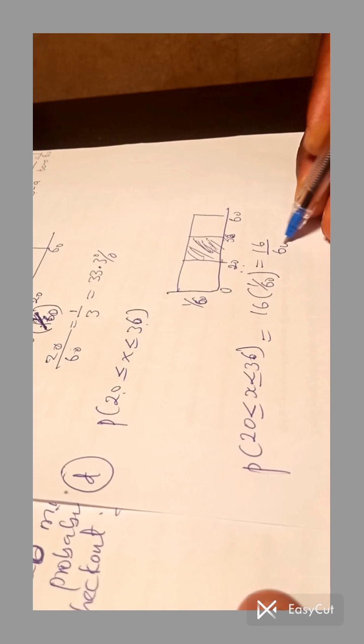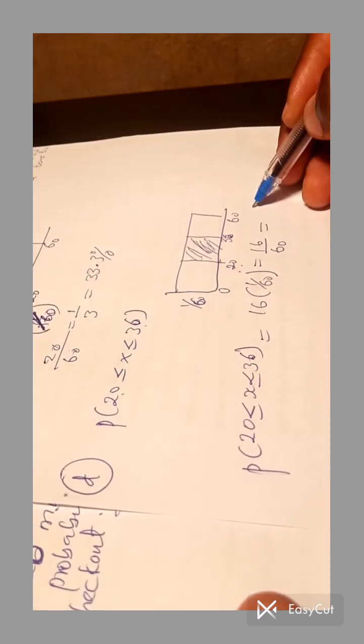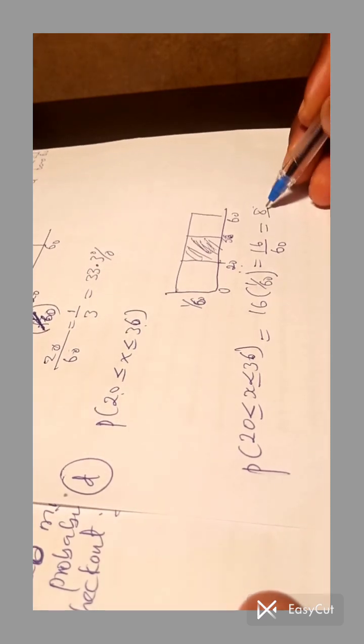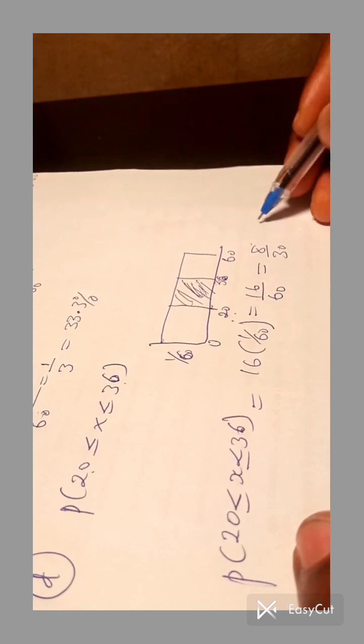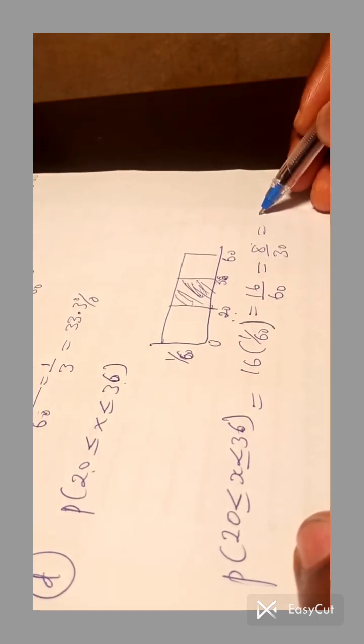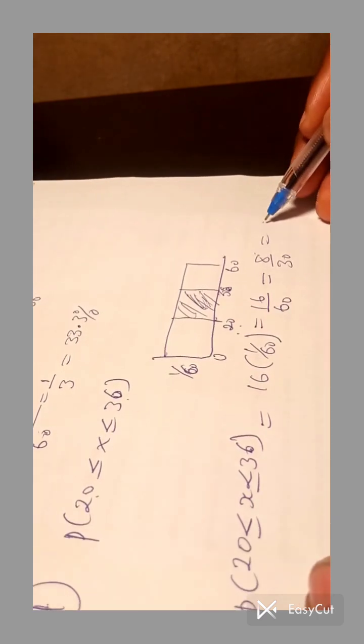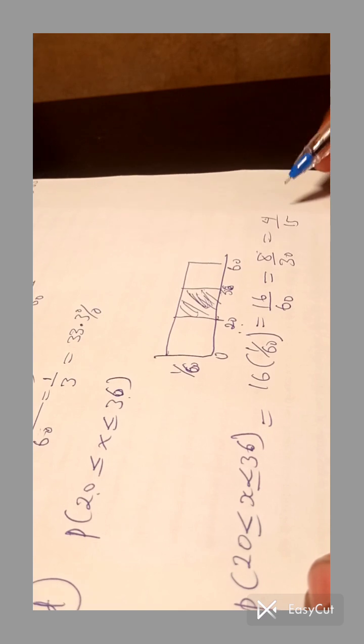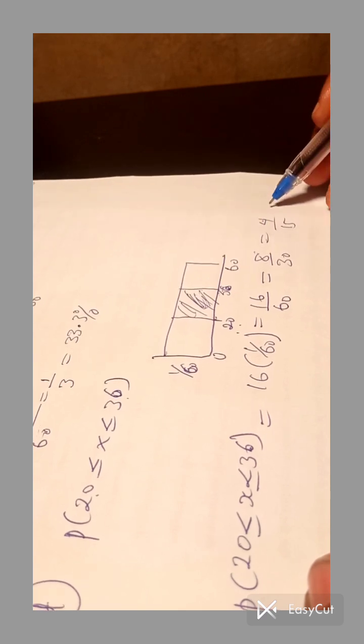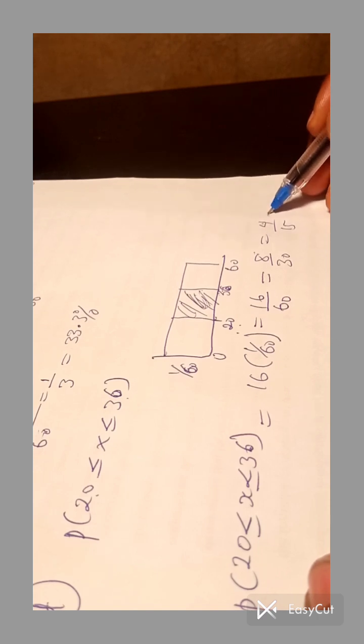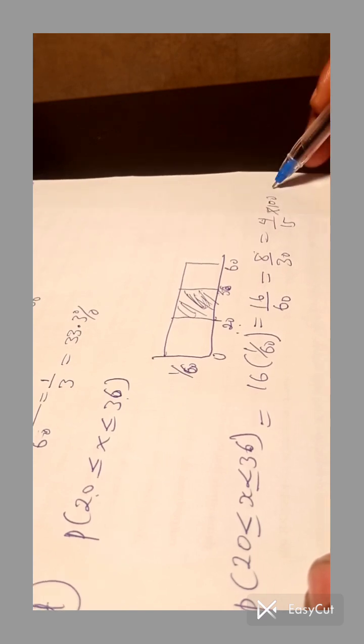which leaves us with 16 over 60. And if we simplify that further, 2 will give us 8 over 30, and 2 will give us 4 over 15. And if we simplify this further, let's say we are multiplying it by 100 just to leave our answer in the form of a percentage. So when you multiply by 100, you should get your answer.